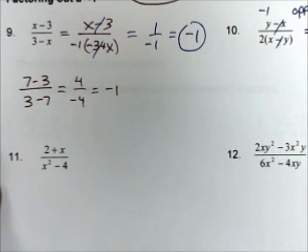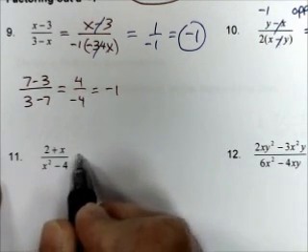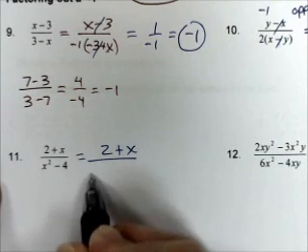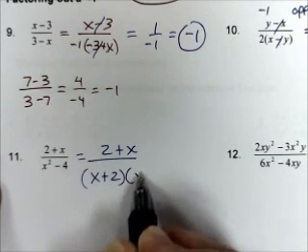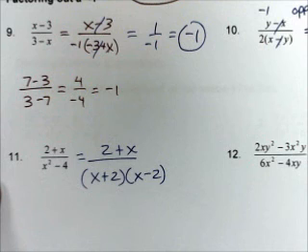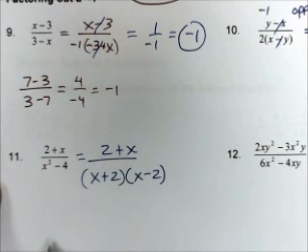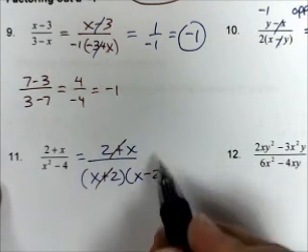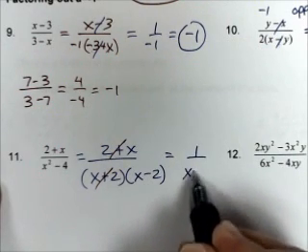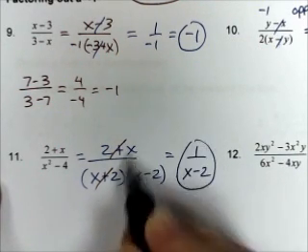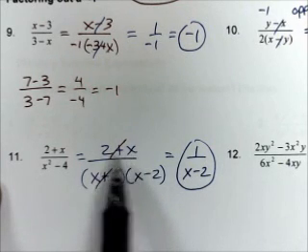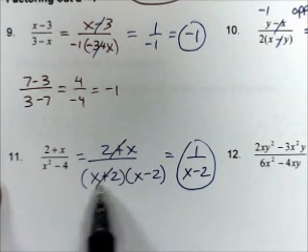Next, number 11, factor the denominator. Get x plus 2 times x minus 2. Don't get tricked by this. X plus 2 and 2 plus x, they are the same. They divide out. They're just written in a different order, that's all. So this is equal to 1 over x minus 2. There are no opposites there. They're exactly the same. It's a +2, positive x, +2, positive x.